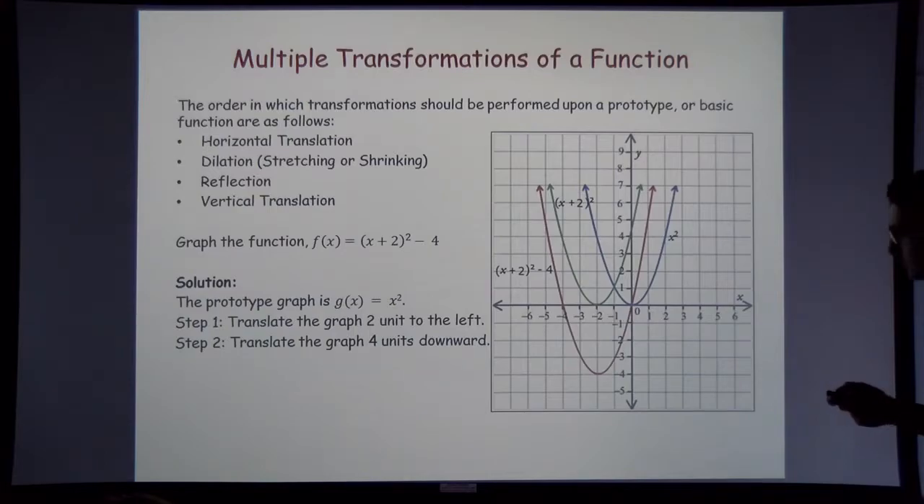So step 1, translate the graph 2 units to the left. If we move it 2 units to the left, we're given our green parabola, which is (x plus 2) raised to the 2nd power. Step 2 is translate the graph 4 units downward. If I go 4 units downward from my green parabola, we notice that we land exactly on our main parabola, which was (x plus 2) squared minus 4.